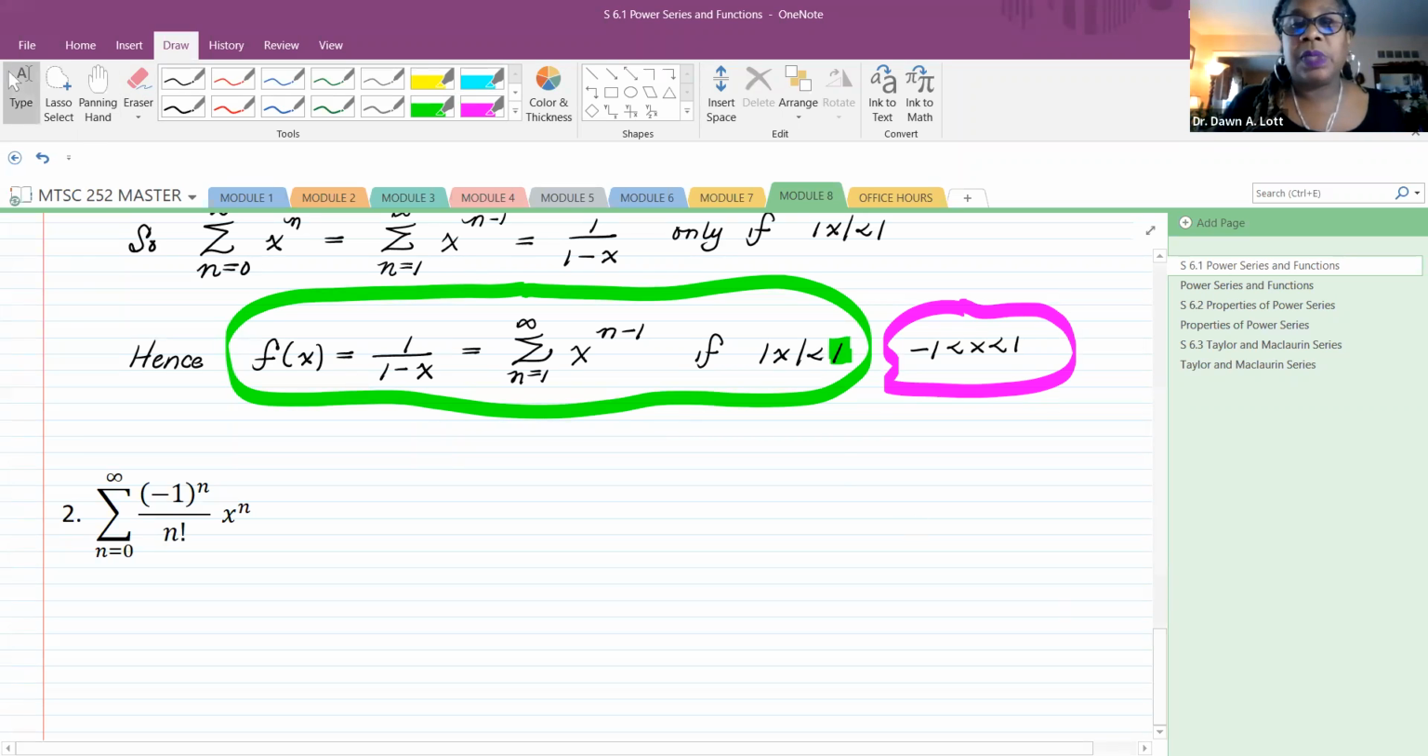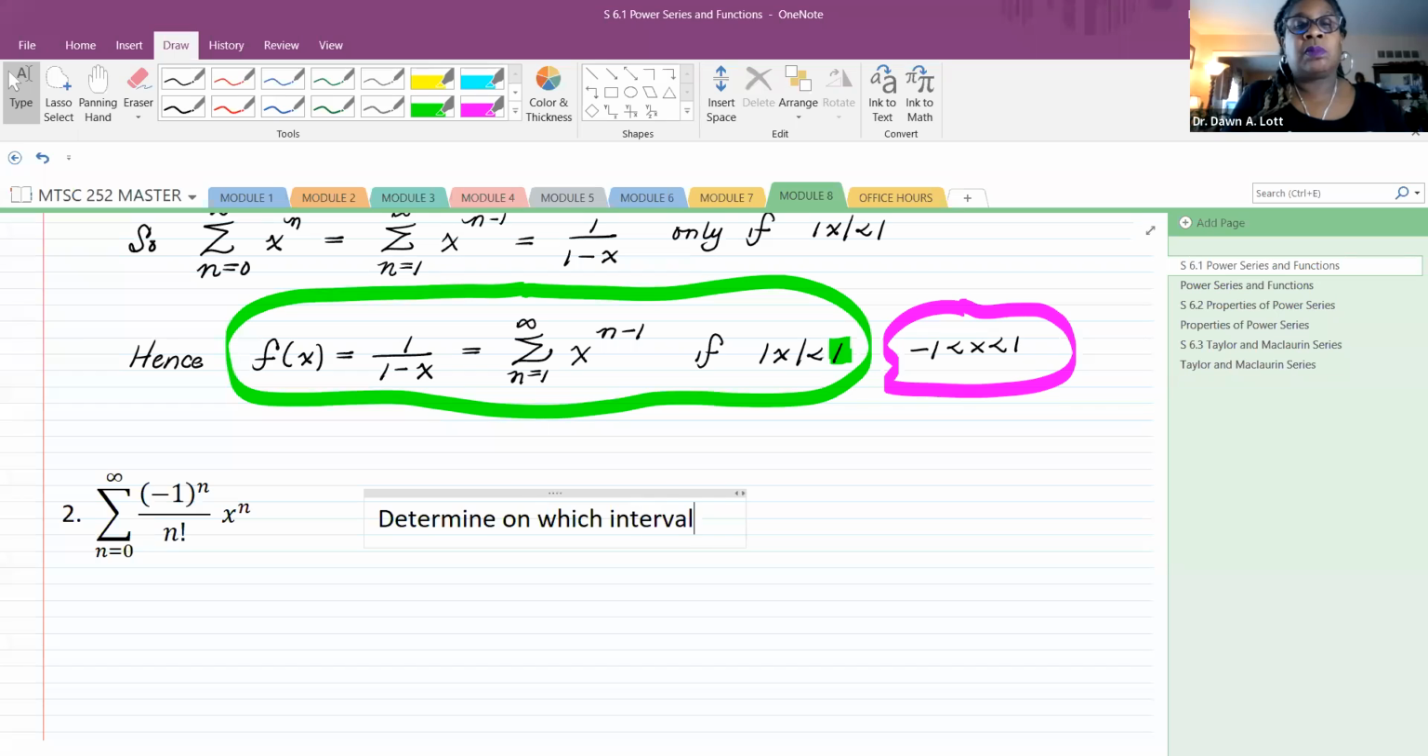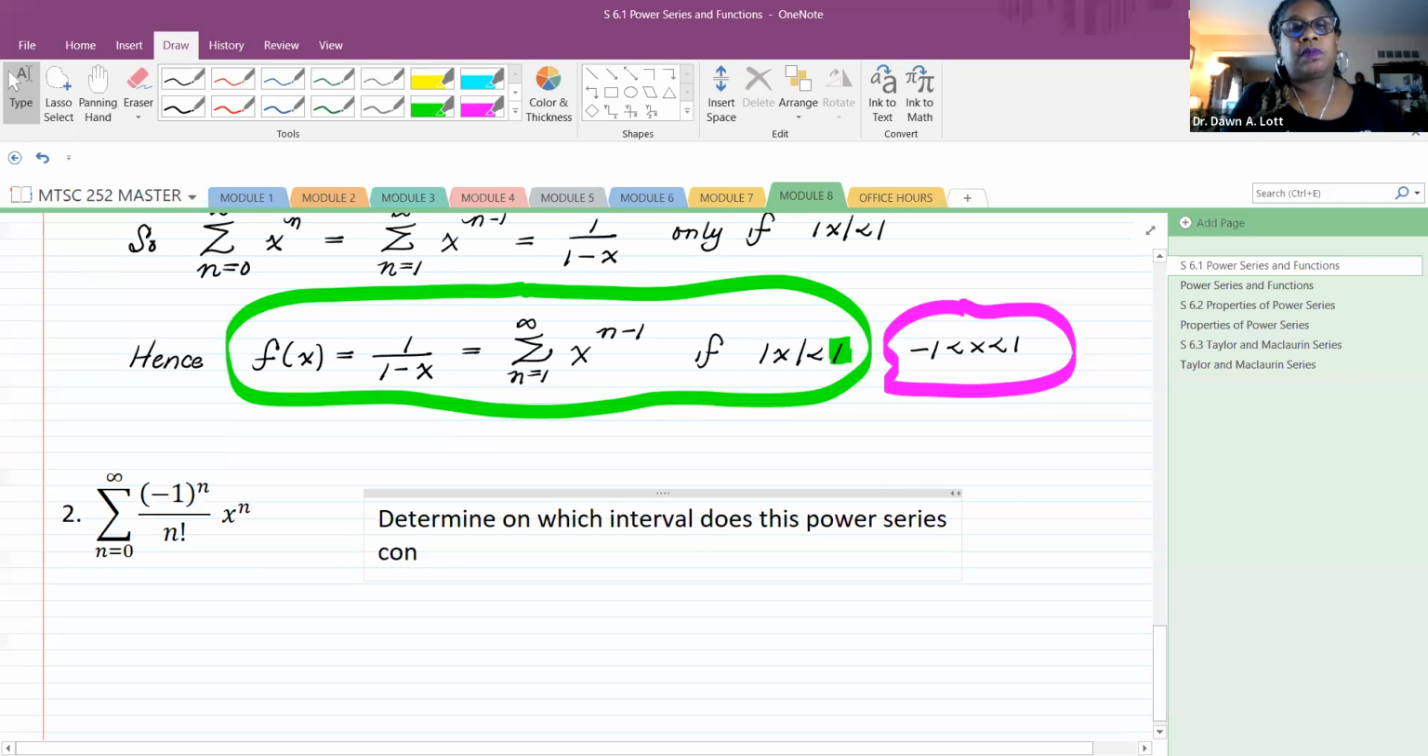Okay, so we have the summation of (-1)^n x^n over n factorial. Now I need to determine where, or when, this power series converges. So determine on which interval this power series converges. Okay, so that's my task.